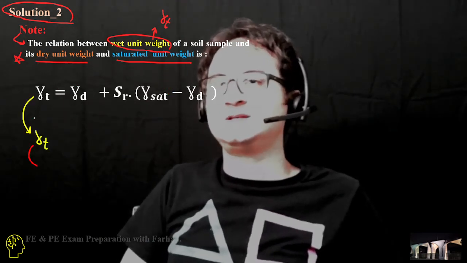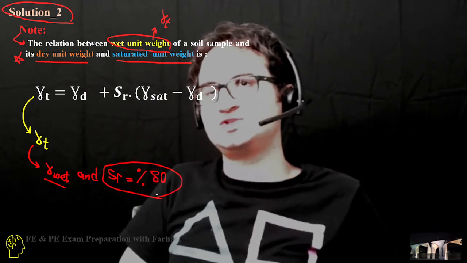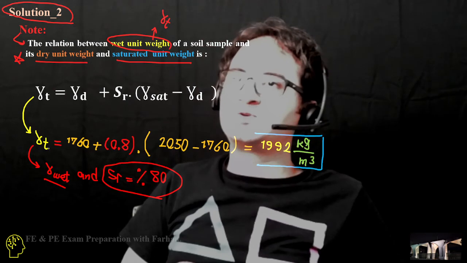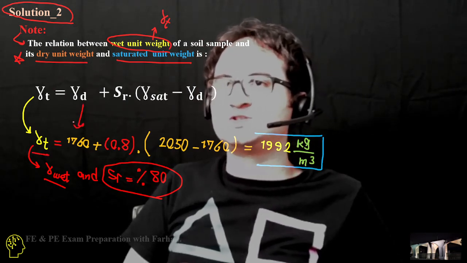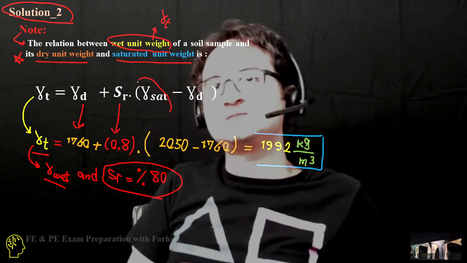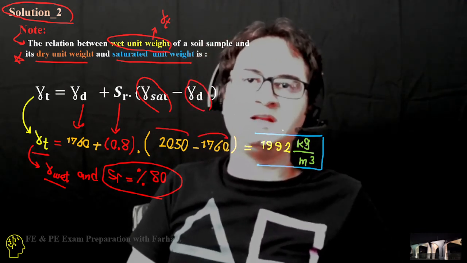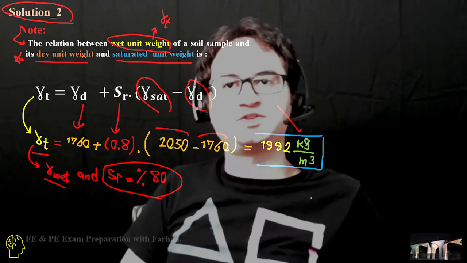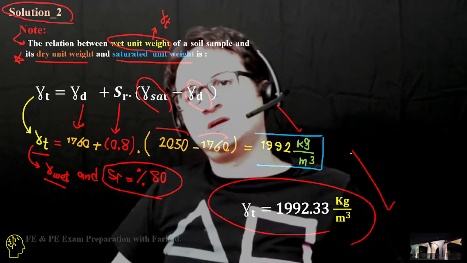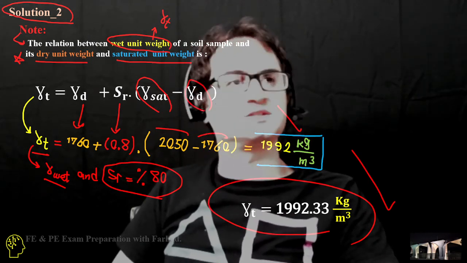So if we replace the values, we want gamma T, the wet unit weight, for a saturation ratio of 80%. Simply we can replace them in the equation. Gamma T is equal to gamma D, which is 1760 from the problem statement, plus SR, from the problem statement, times the difference between the two gammas, 2050 minus 1760, which gives us 1992 kilogram per meter cubed. We already solved that with approach 1 to be 1992.33, almost a negligible difference. And we'll solve more problems, thank you.